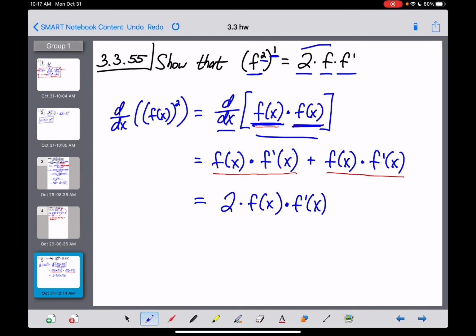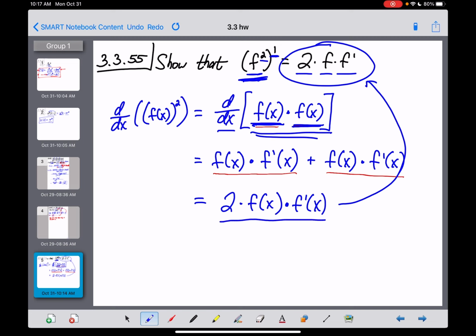And that, everybody, is exactly what they were trying to get us to show here, that the derivative of taking a function squared, or the function times itself, gets you 2 times f of x, the original function, multiplied by the derivative of that function. And this is kind of setting the table for a rule we're going to learn in section 3.5 called the chain rule, everybody, but we will let that sit until that time. But in the meantime, that's how you do problem number 55.